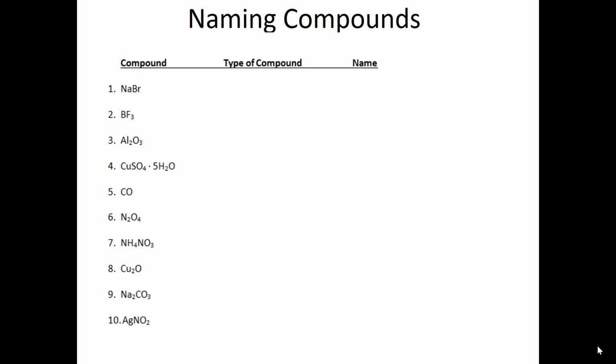So when naming compounds, it's always important to identify the type of compound first. So when you're looking at NaBr, you need to identify the compound. Since I have sodium, I know that this is indeed going to be an ionic compound. Since it's an ionic compound, I know I'm naming it based off of charges. However, since my cation of sodium only has 1 charge, I don't really need to denote it.